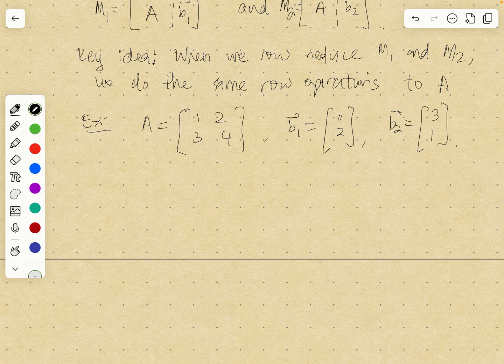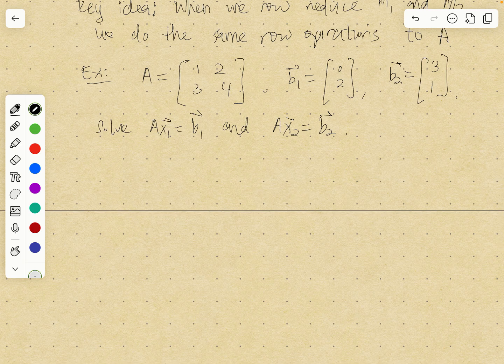So let's say that you want to solve Ax1 = b1 and Ax2 = b2. So we're solving for x1 and x2. Well, what we would do is set up an augmented matrix, and then when we work with this augmented matrix and row reduce it so that the coefficient matrix is in echelon form, we can solve the system.